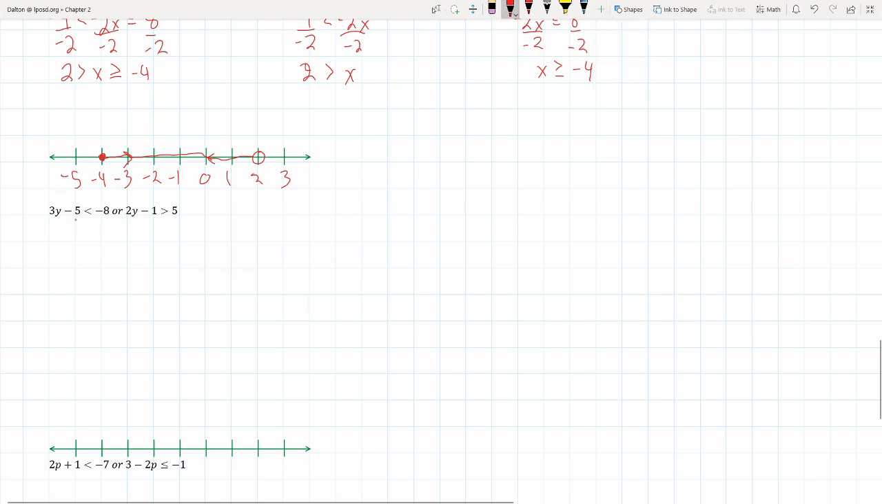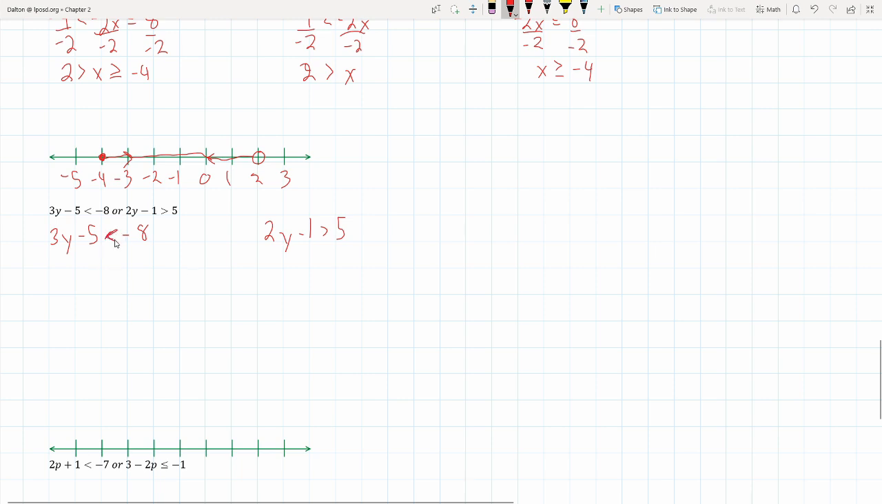So the next one that I have is 3y minus 5 is less than negative 8, or 2y minus 1 is greater than 5. What you have here is two different inequalities, but they both work together. I might bring one out just a little way so I don't get them mixed up. I'm going to choose one and solve it. That way I don't get them mixed up with each other.